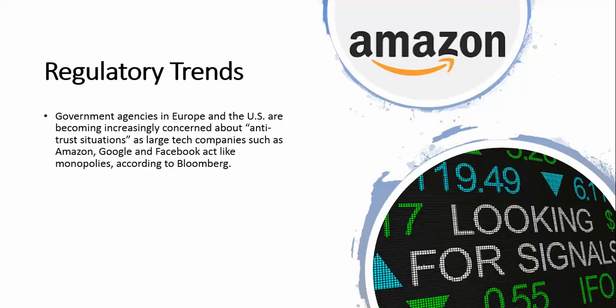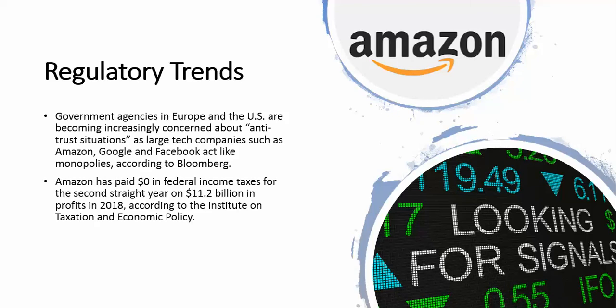Next, we want to look at regulatory trends. These tend to be a little more difficult and more research is often required here. In this case with Amazon, government agencies in Europe and the US are becoming increasingly concerned about antitrust situations as some of the large tech companies like Amazon, Google, Facebook are acting like monopolies, according to reports from Bloomberg. Just recently, more news coming out about Amazon paid $0 in federal income taxes for the second straight year, even though they earned $11.2 billion in profits in 2018.